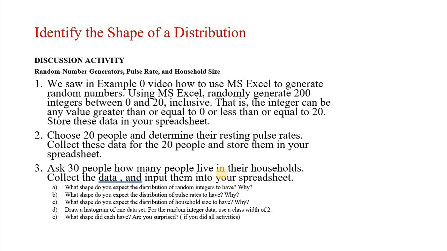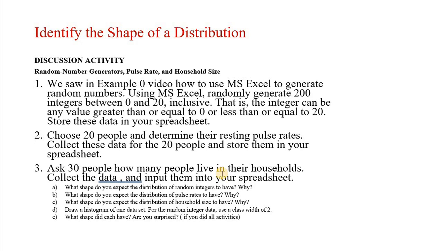So we saw in example 0, I hope that you watched example 0, how to use Microsoft Excel to generate random numbers. Use Microsoft Excel to randomly generate 200 integers between 0 and 20, inclusive of 0 and 20. This means the integer can be any value greater than or equal to 0 or less than or equal to 20. That's what we mean by inclusive. And I want you to store these values in your spreadsheet.